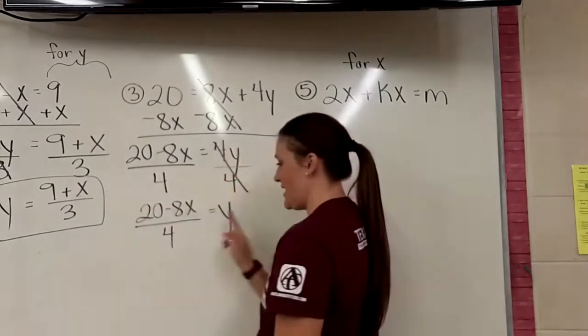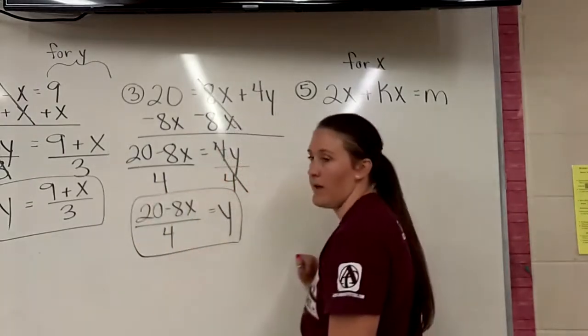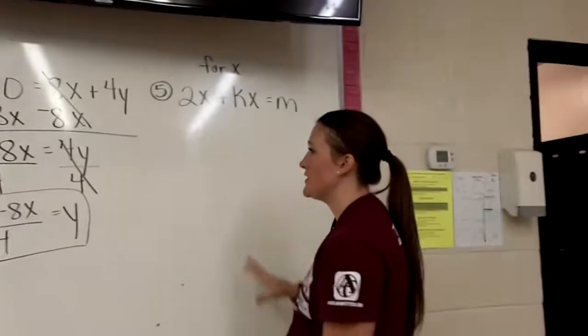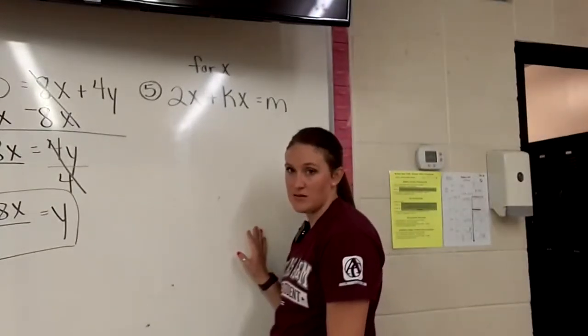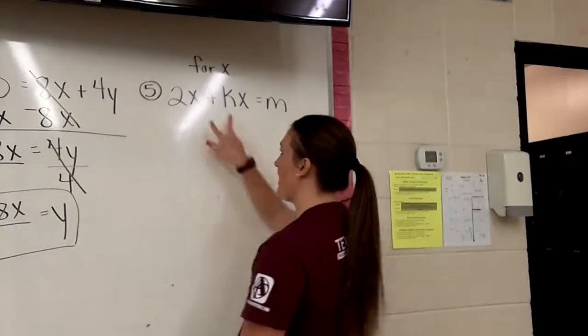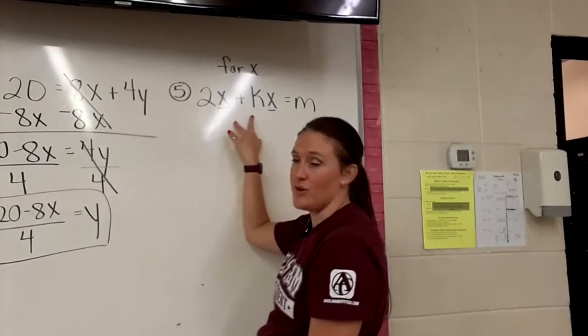I now have it y equals, so we are done. Okay. Last one on this section, number 5. On this one, we are solving for x. This one was kind of a step further because we have 2 x's that we have to get together in order to solve for it.